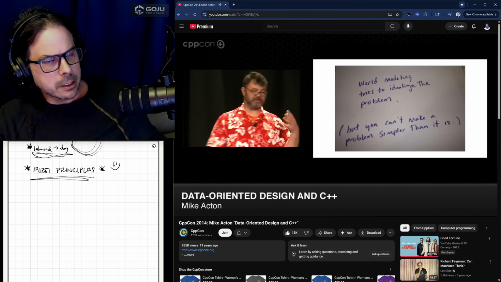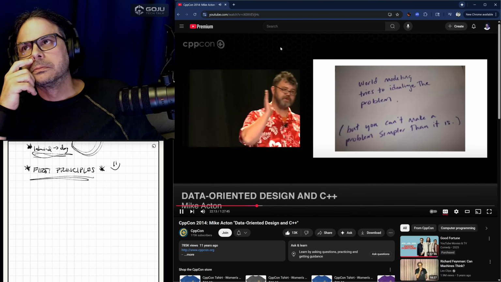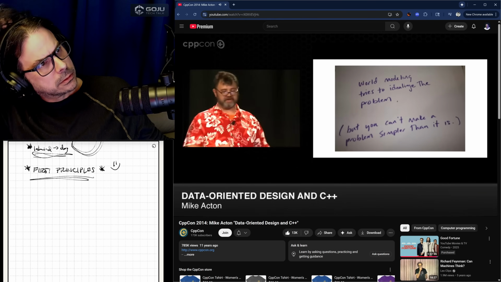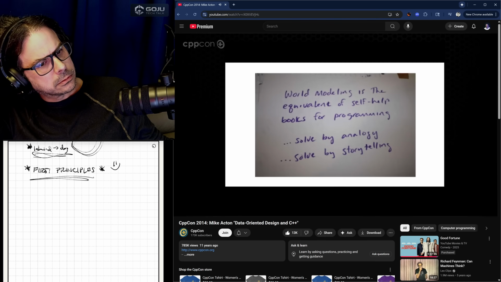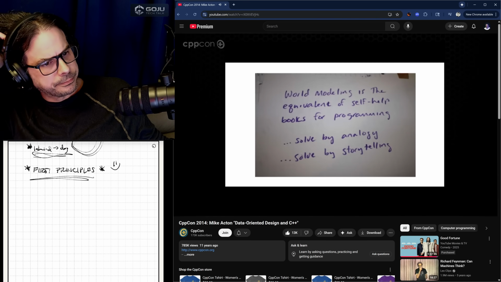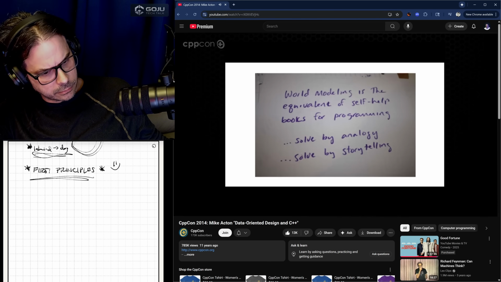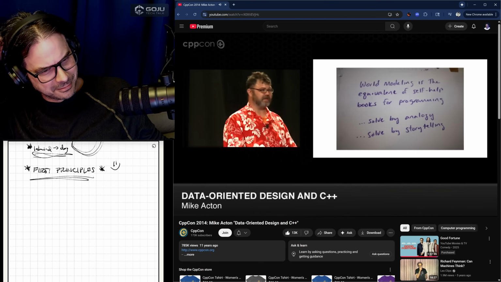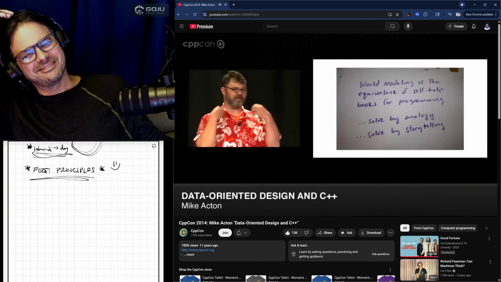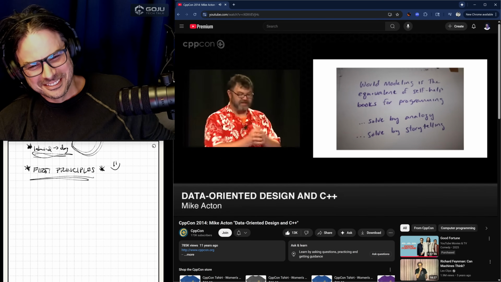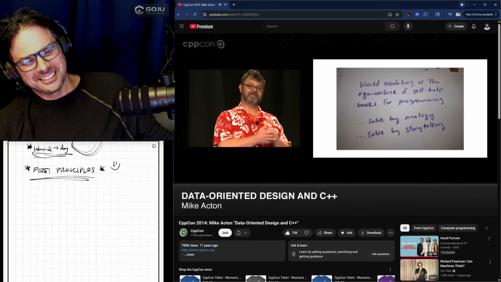The actual reality is you have this finite set of hardware. The actual reality is you have this finite set of data. You can't make it simpler than that. And I see world modeling as the equivalent of self-help books for programming. It's like trying to engineer by analogy, or engineer by storytelling, as opposed to engineer by engineering. And that makes it not as good.